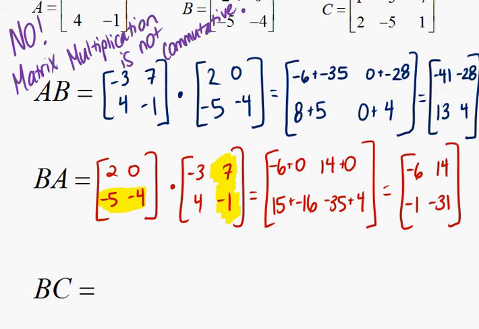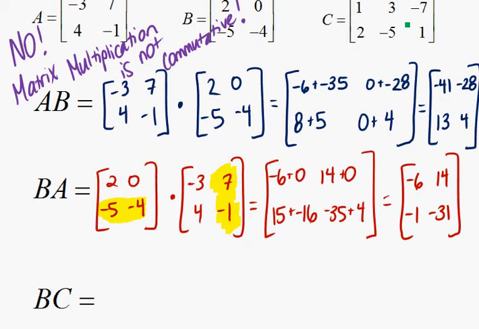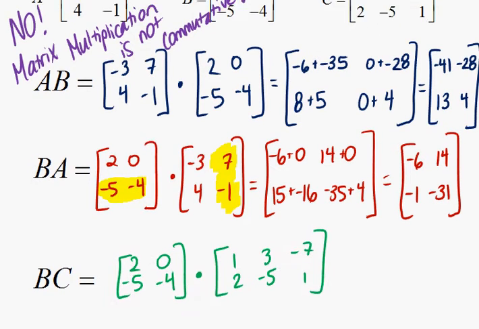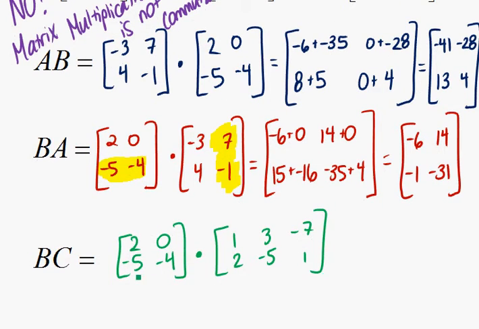If I wanted to multiply matrix B times matrix C, I would have 2, 0, negative 5, negative 4, times 1, 2, 3, negative 5, negative 7, 1. Well, the dimensions of matrix B are 2 by 2, 2 rows and 2 columns. The dimensions of matrix C are 2 by 3, 2 rows and 3 columns.